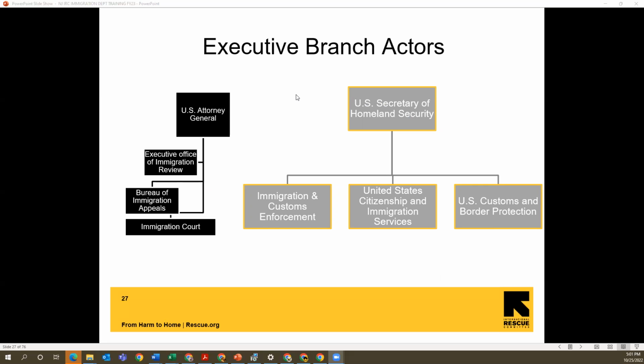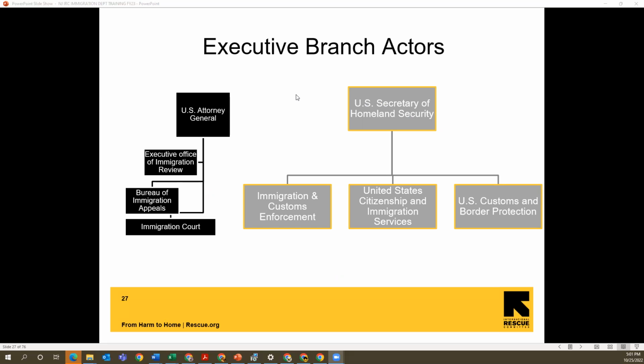CBP is the agency that our clients come into contact with, usually the first officers that they come into contact with, either at the airports or at the ports of entry along the border. And ICE is the agency that is tasked with enforcing immigration law. So we sometimes have clients who may be in deportation proceedings and they have to check in with ICE. They have to report to ICE. So that's usually how we might come in contact with ICE.